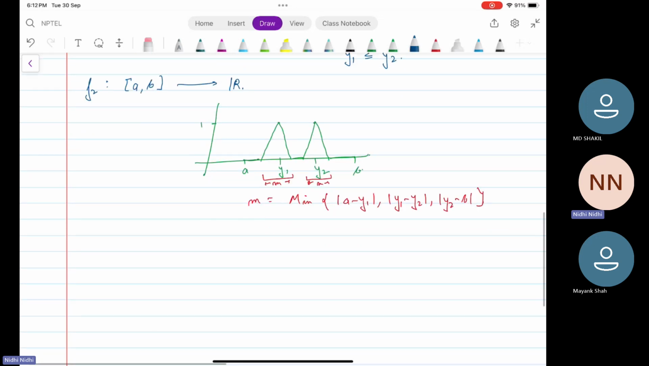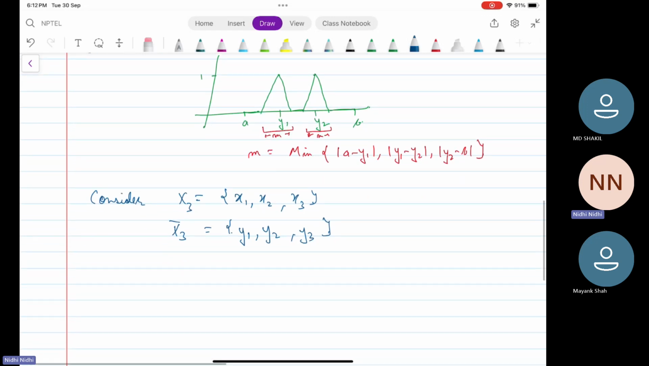So again, I'll consider X3 to be the collection x1, x2, x3, and X3 bar will be the corresponding ordered form. So I'll write it as y1, y2, y3. This y1 and the y1 above need not be the same, but eventually at all the points x1, x2, x3, the function f3 will also give the value 1, and at the rest of the points it will be some triangle. So this is y1, y2, y3, then b.